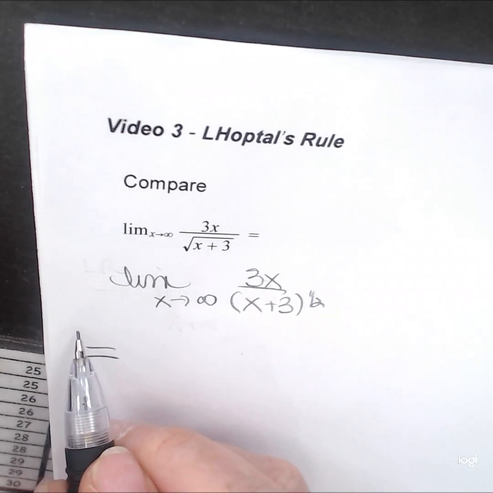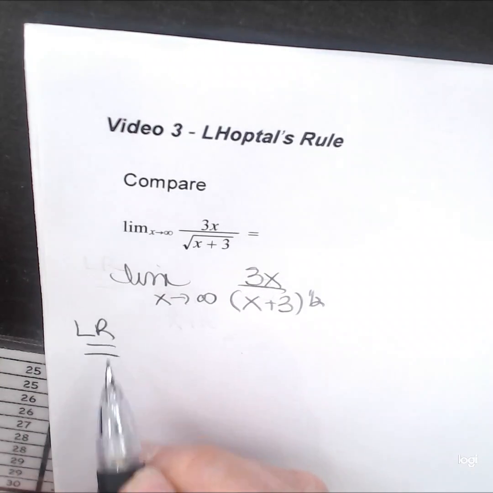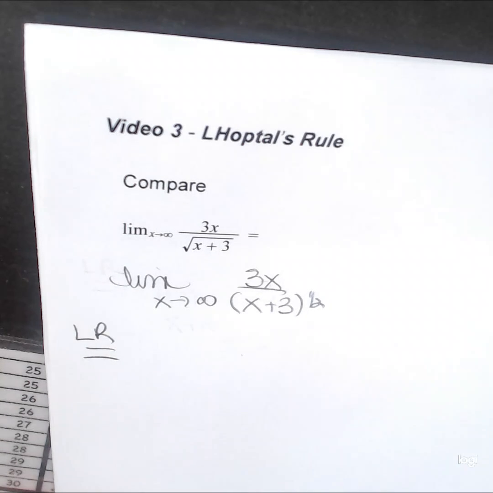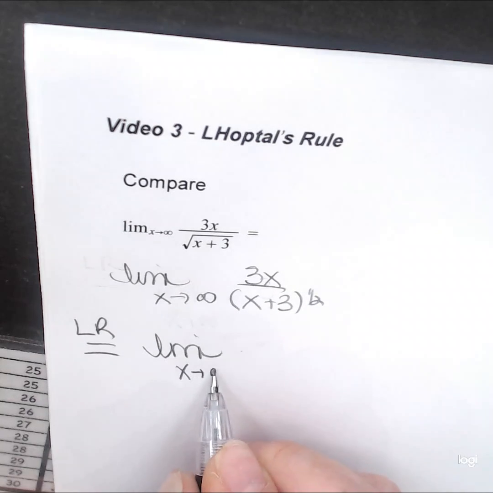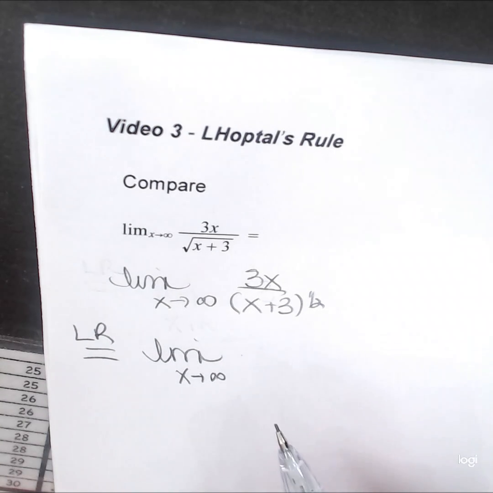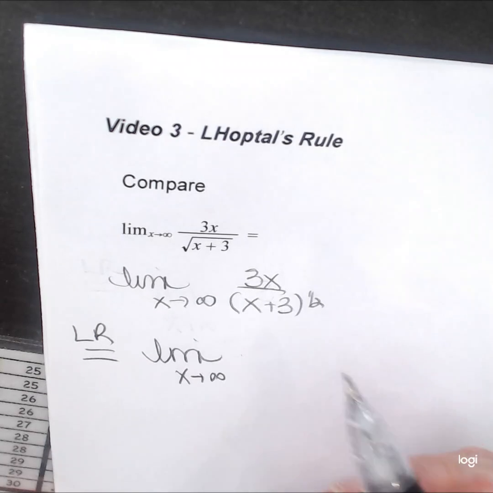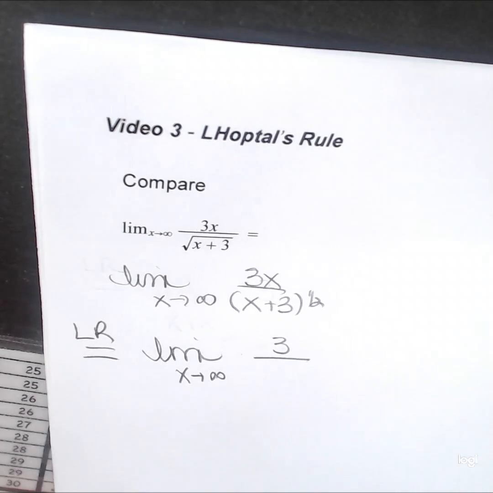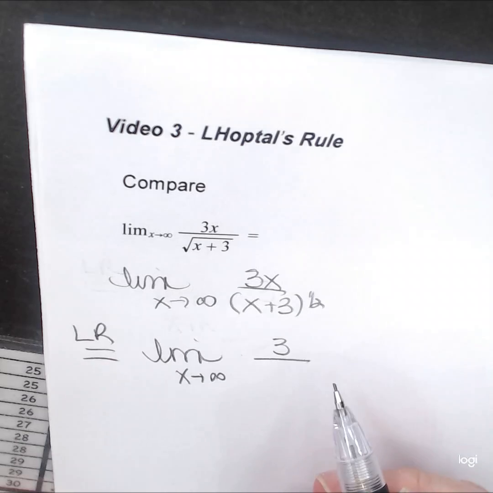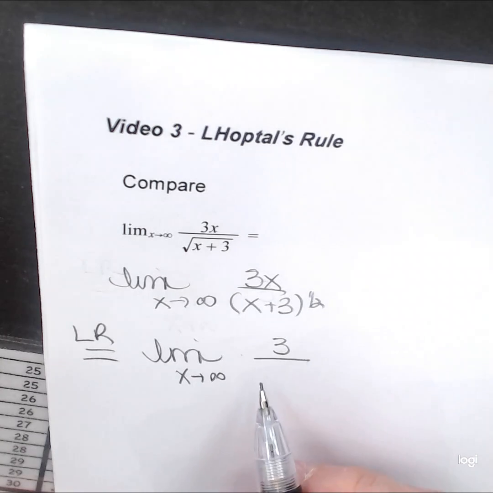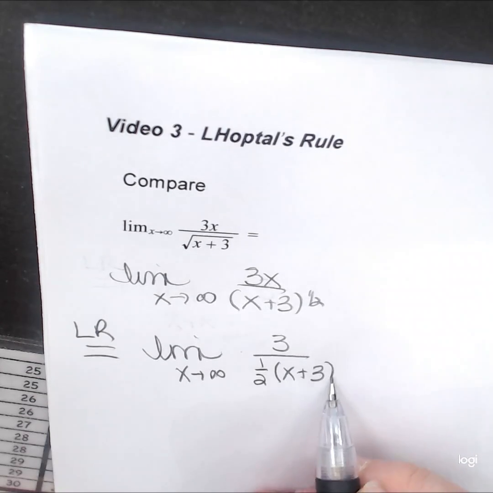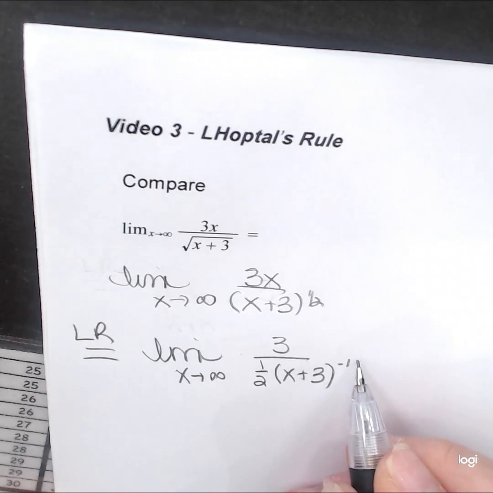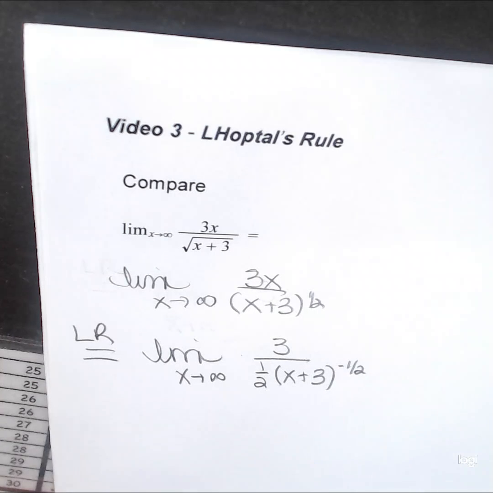So now I'm going to go ahead and use L'Hopital's rule, and notice that I do write the LR. That's just to let me know I'm using L'Hopital's rule. And L'Hopital's rule says if we get an indeterminate form, this will be equal to the limit as x approaches infinity of the derivative of the top, which is 3, divided by the derivative of the bottom. When I take the derivative of the bottom, that's a chain rule. So we start by putting the 1/2 down in front. We then take that x plus 3 and raise it to the 1/2 minus 1, or negative 1/2 power, times the derivative of what's inside, which of course is just a 1.